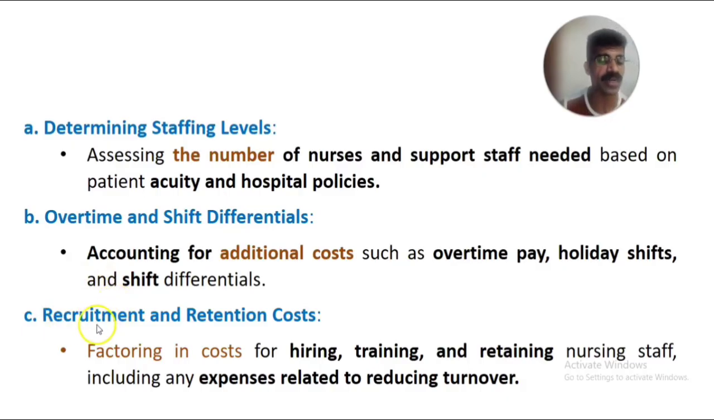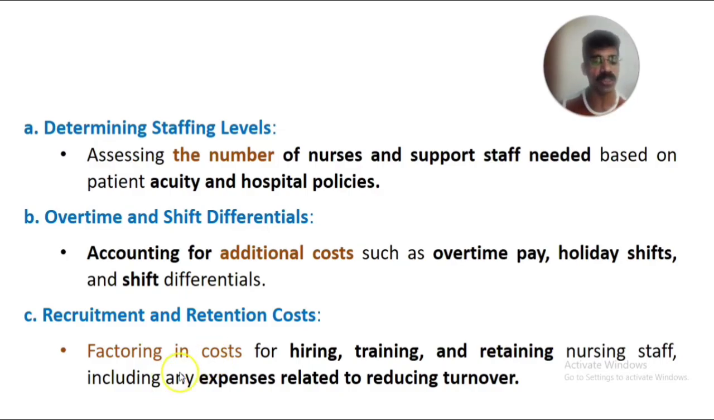Then the third responsibility is in relation to recruitment and retention cost, that is, factoring in costs for hiring, training and retaining the nursing staff in the nursing department, including any expenses related to reducing the turnover. Turnover is nothing but the periodical movement of staff from this hospital to other hospitals. We are trying to reduce the turnover because when turnover comes we have to recruit new staff, and for that we have to pay a lot of money, which means more expenditure. So if we retain the staff in the hospital, we can avoid the recruitment expenditure.